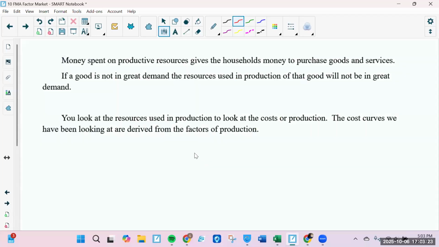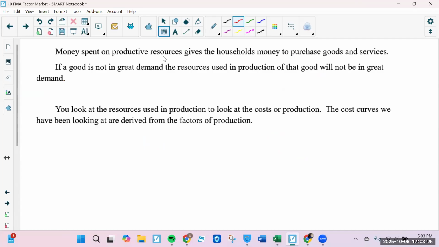This is important because the money that's spent on the productive resources gives the households money to purchase goods and services. I'm getting paid to be a teacher, and then I turn around and buy goods and services from companies that are making stuff. If I didn't have a job getting paid, then I couldn't buy goods and services. That's this whole round robin thing that's going around here.